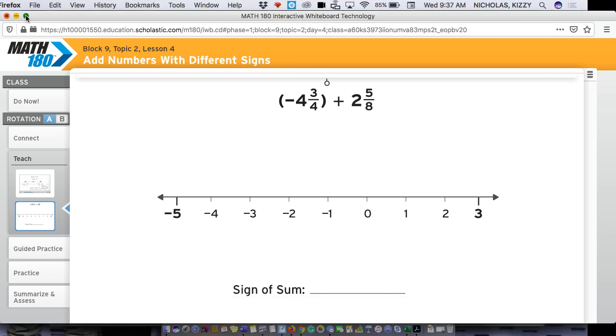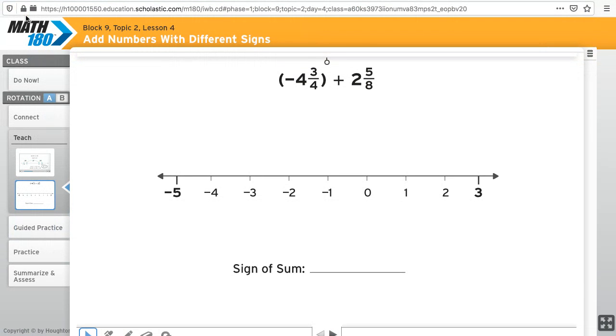All right, so today we're going to focus on adding numbers with different signs, except today our numbers are going to be mixed numbers and not just whole numbers. Now, our rule still applies. We're going to look at the sign of the larger number or the larger digit, ignoring the negative sign. And we can see that 4 is bigger than 2. So regardless of anything, we know whatever our answer is going to be, our sign is going to be negative.